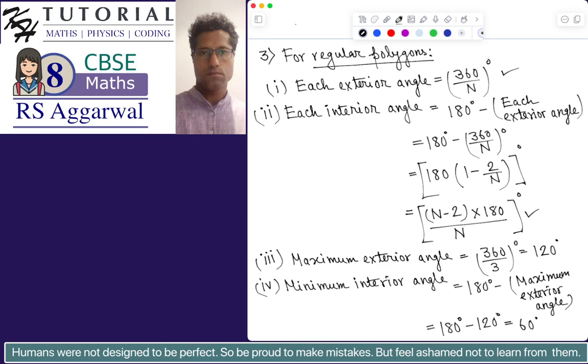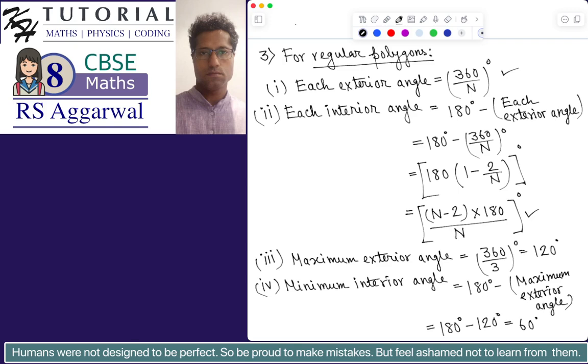Now, if you apply some common sense or logic, the value 360 by n will be a maximum when the denominator is the smallest. And we know that the smallest value of n, that is the number of sides, is 3. So 360 divided by 3, which is 120 degrees, will be the maximum exterior angle of a regular polygon. That is the exterior angle of a polygon having 3 sides.